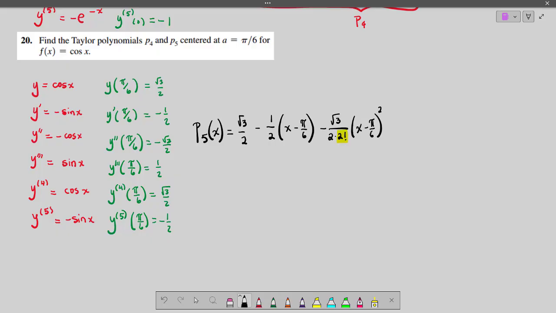P sub 3, we're going to add the next one, so that's plus 1/2. But here we have to divide by 3 factorial, x minus pi divided by 6 cubed. So now we have that extra 3 factorial, but it always matches the power on the x. And let's write the next 2 terms down here. So then we have plus the square root of 3 over 2 with a 4 factorial, x minus pi over 6 raised to the 4th power. So that's all p sub 4.